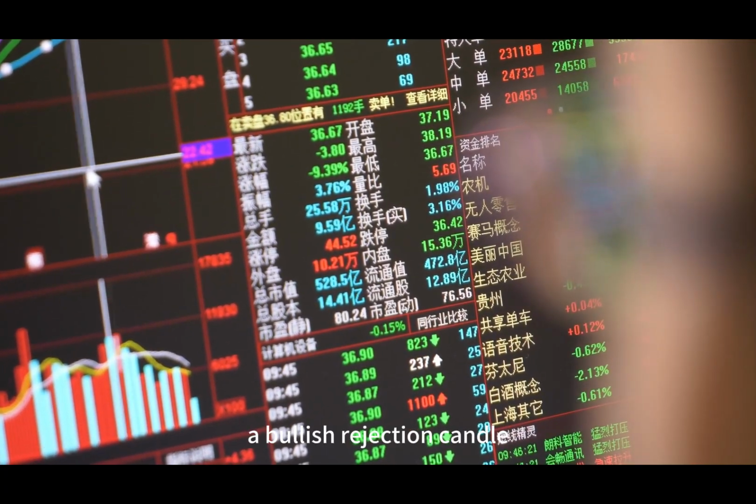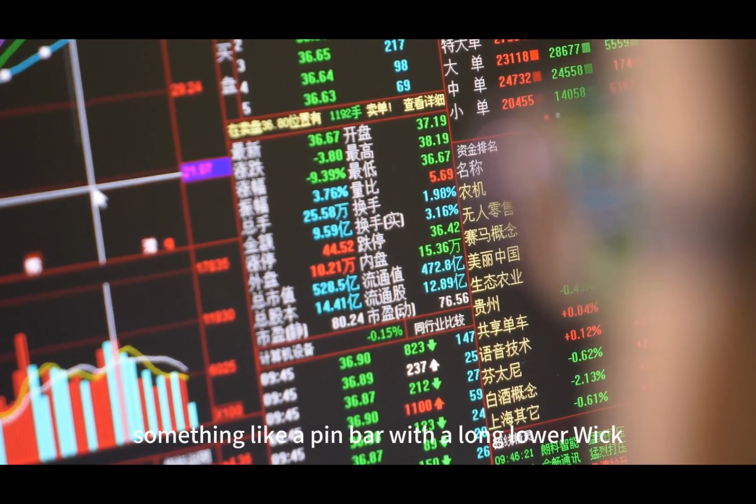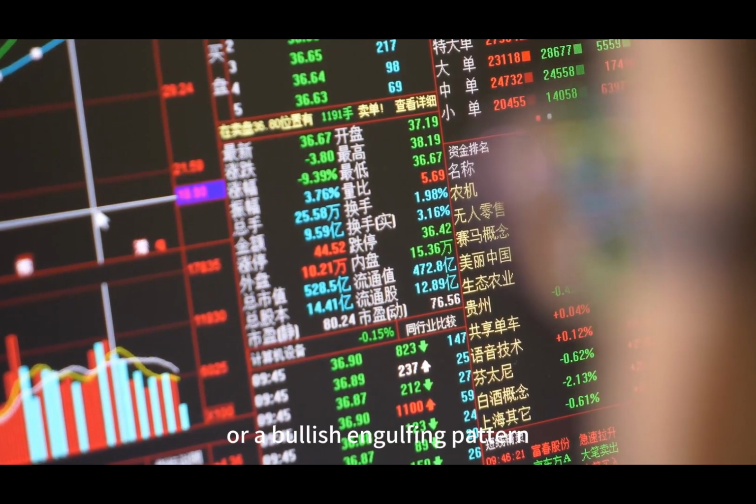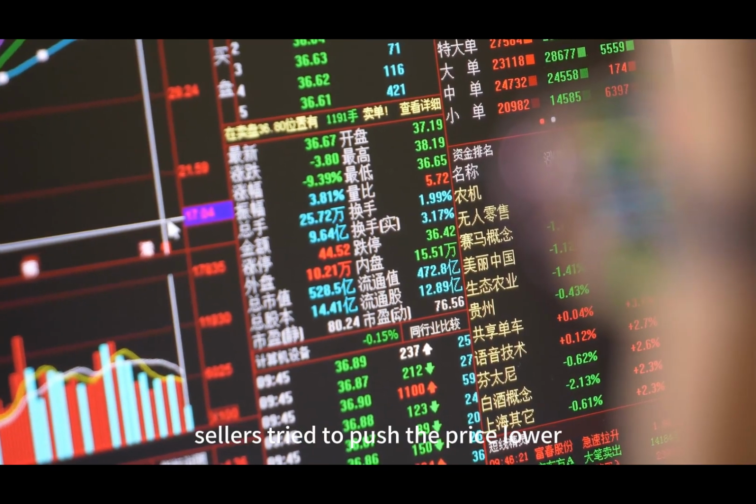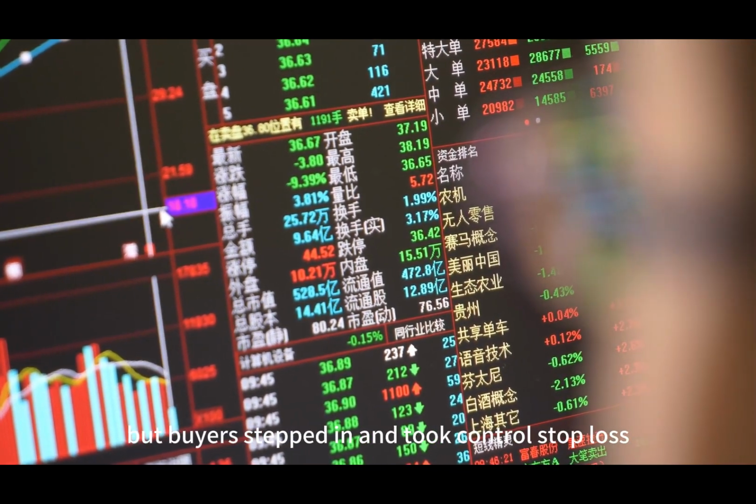A bullish rejection candle, something like a pin bar with a long lower wick, or a bullish engulfing pattern. That tells us that sellers tried to push the price lower, but buyers stepped in and took control.